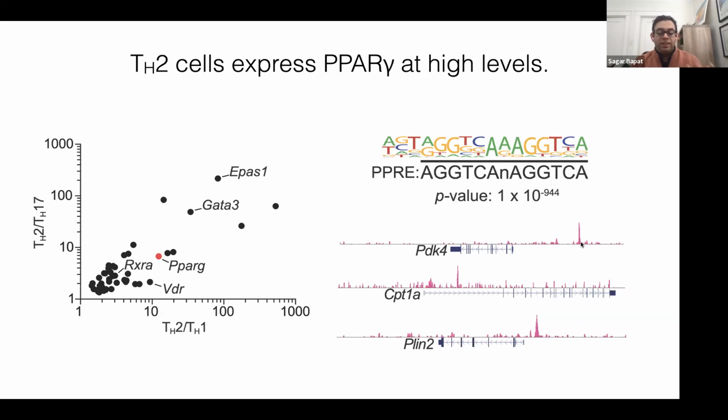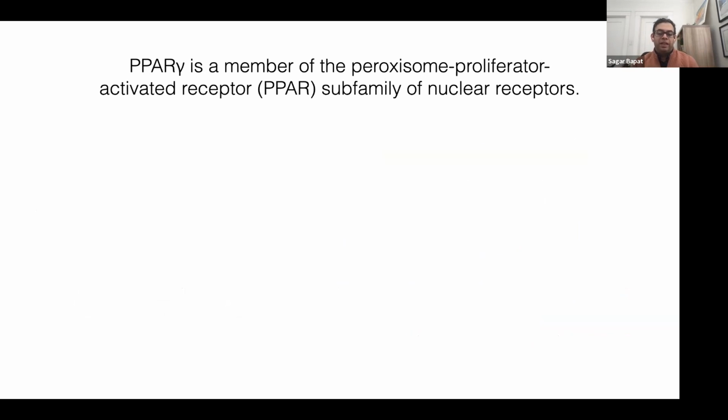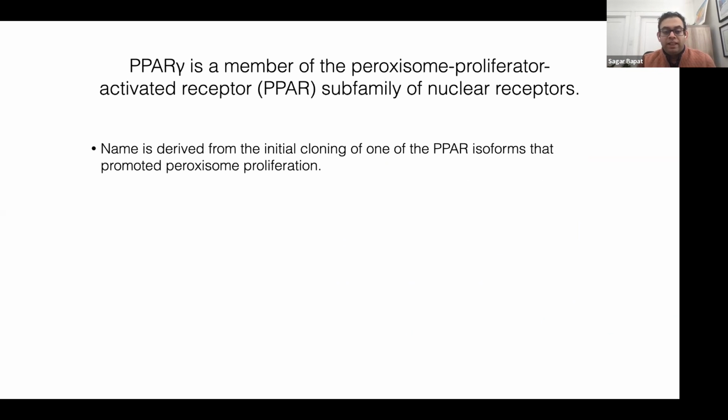And so with this in mind, and the thought that PPAR gamma does seem to be highly expressed in Th2 cells, we wanted to know, how is this important? How could this be useful for us? The reason we were thinking of PPAR gamma is that I'll show you just a few points about the background of PPAR gamma. PPAR gamma is a member of the peroxisome proliferator activated receptor subfamily of receptors. It was initially named because one of the isoforms promoted peroxisome proliferation.